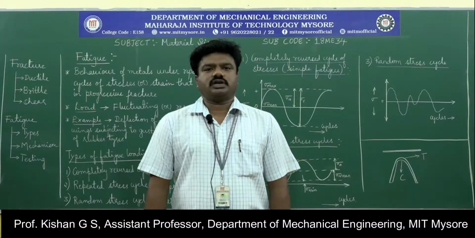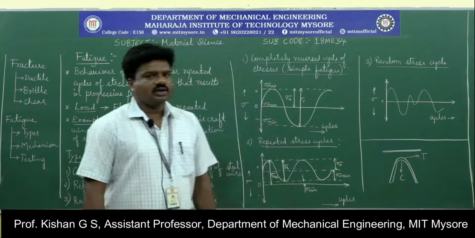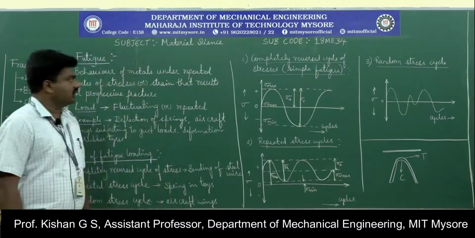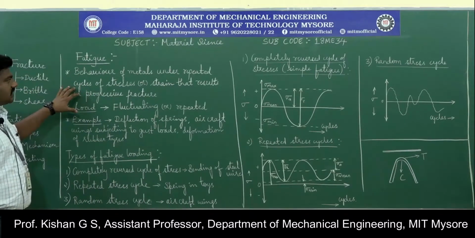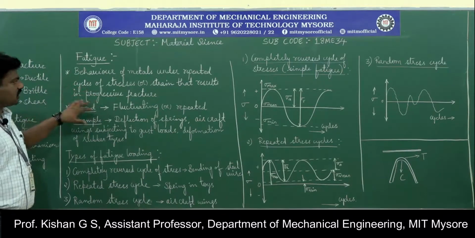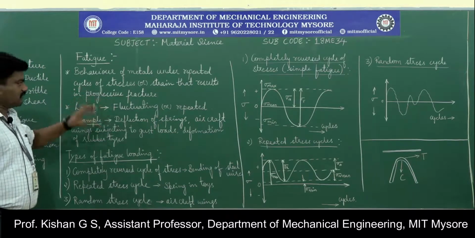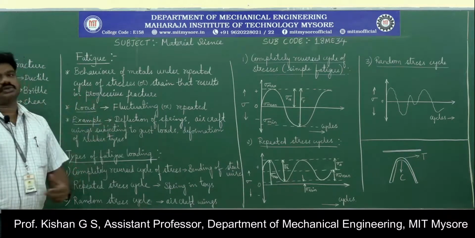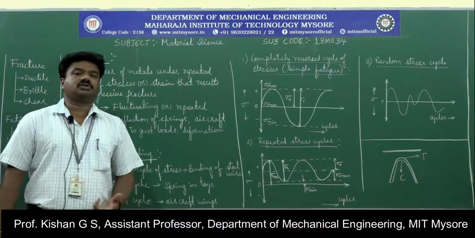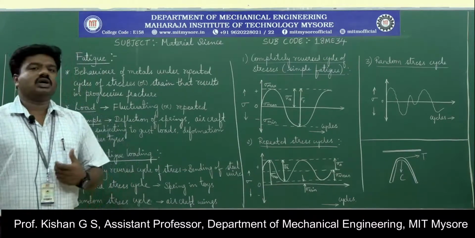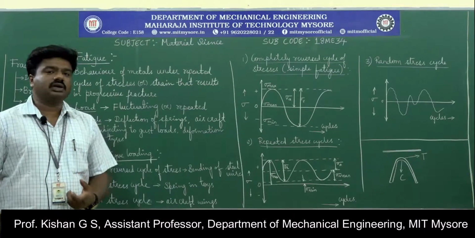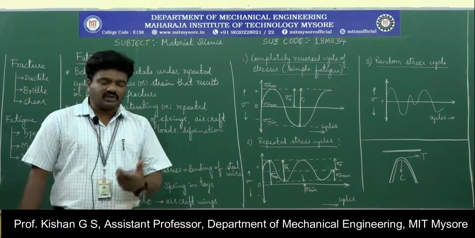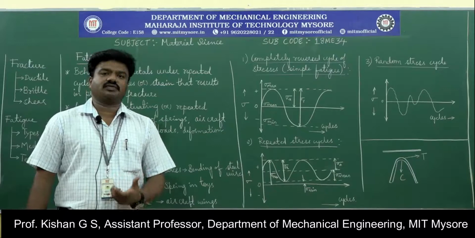Now we shall study the second type of failure of materials, that is fatigue. So how do you define fatigue? Fatigue is a behavior of metals under repeated cycles of stresses or strain that results in progressive fracture. Means to say that there are different types of loading conditions that lead to the failure of material. So if there is a continuous amount of load being applied on a particular member till it leads to fracture, we have studied it in the behavior of material under fracture.